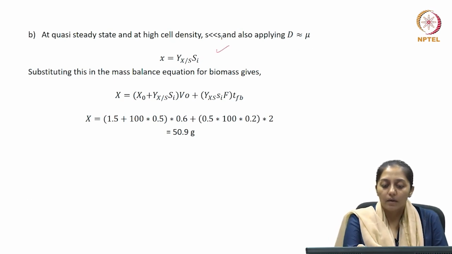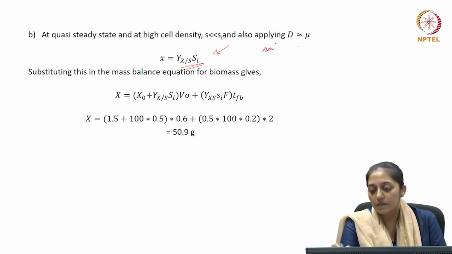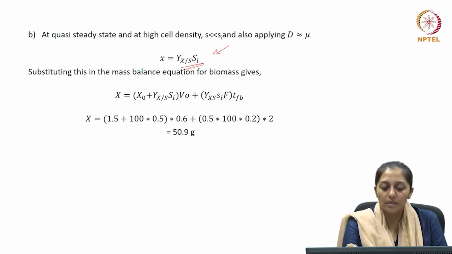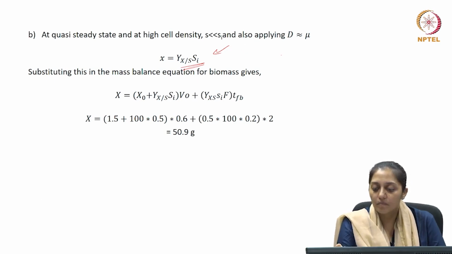So, your steady state biomass concentration at quasi-steady state, applying D equals mu, can be given as Yx/s times Si, assuming steady state. So, if we do a substrate balance at steady state, we can determine the value of X. So, let us do the substrate balance here.